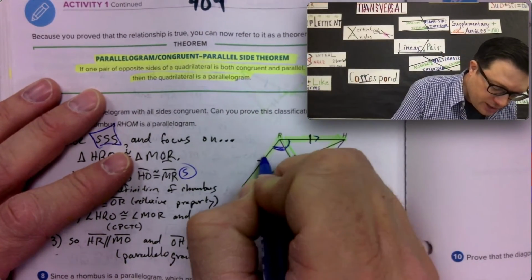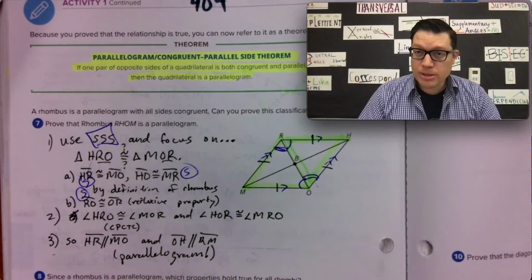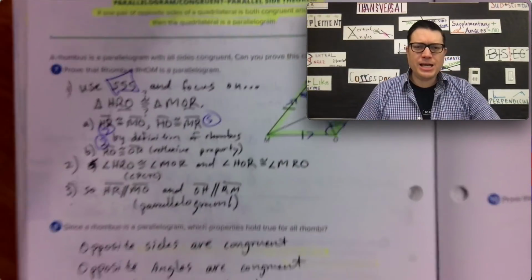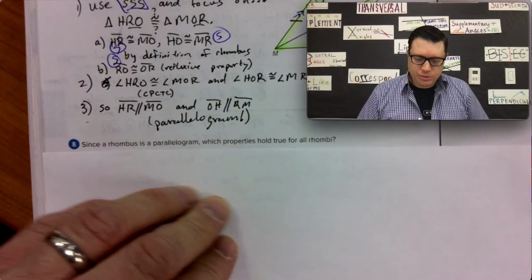So I'm going to add in the notation for the arrows to tell us we do have a parallelogram here. It's a rhombus, and a rhombus is a parallelogram. Since a rhombus is a parallelogram, which properties hold true for all rhombi? Which is multiple, right?